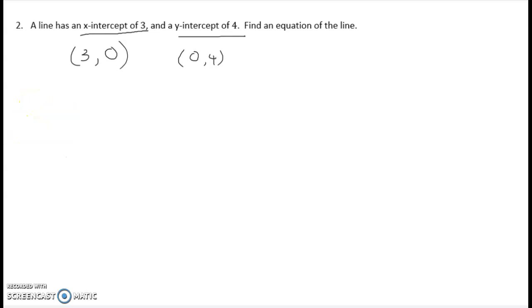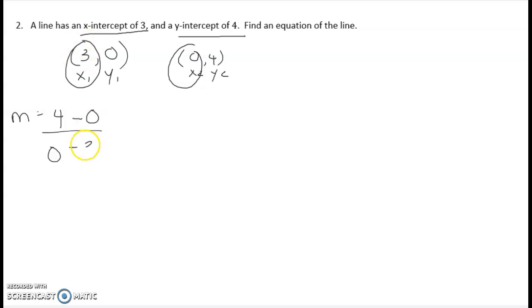And let's do our formula for slope. So slope equals, let's call it x1, y1, x2, y2. So y2 is 4 minus y1 is 0. Divided by x2 is 0 minus x1 is 3. So it ends up being 4 over negative 3. That's our slope.